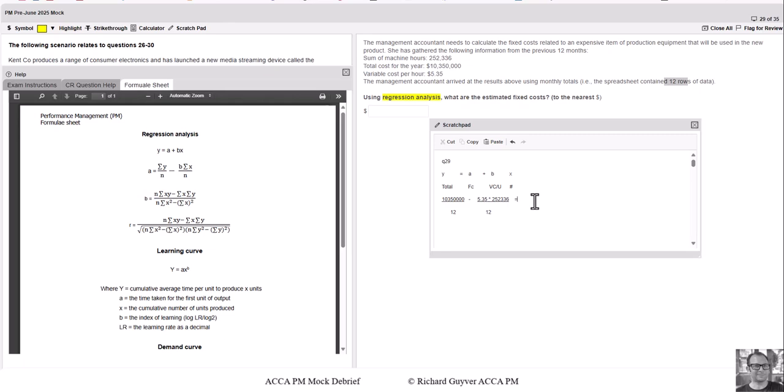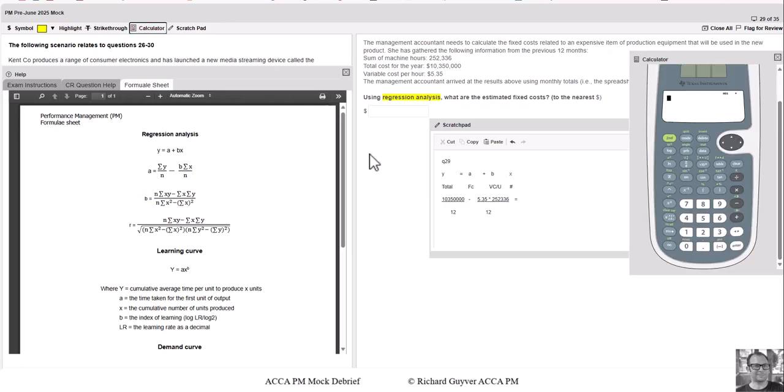We can use our calculator for this. The way I would do this, I would do the first part. It's the 10,350,000 over 12. That gives me my left-hand side. And I subtract from that, and I use the brackets for the second bit. So it's 5.35 multiplied by 252,336, and that's divided by 12. Close the brackets. I get 750,000.2. Nearest dollar is 750. We've answered that one already.